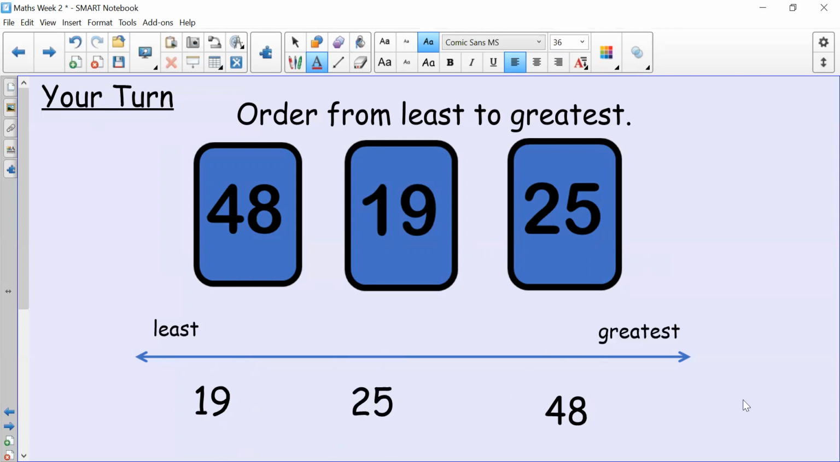And if you haven't put those inequality symbols in yet, then again, pause the screen here to add them in and then see if you're right. Okay, so 19 is less than 25 and 25 is less than 48. How did you get on with that?